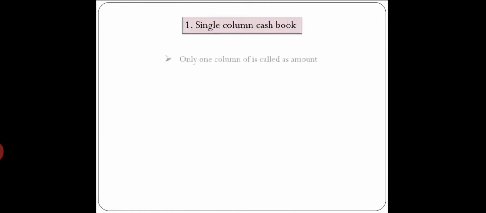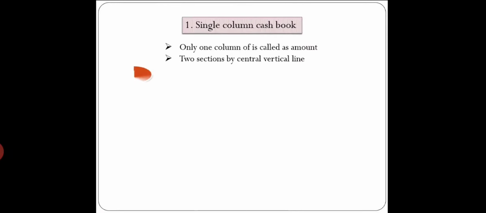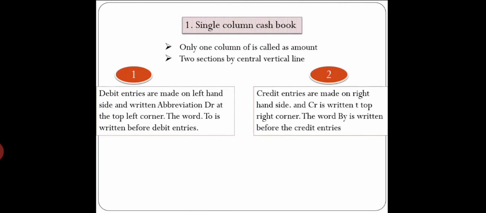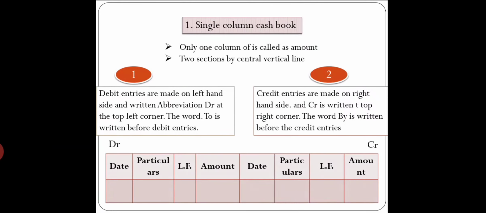A single columnar cash book contains only one column, which is the amount column. The cash account is divided into two vertical sections by a central vertical line. First, debit entries are made on the left hand side and the abbreviation DR is written at the top left corner. The word "To" is written before the debit entry. Second, credit entries are made on the right hand side and CR is written at the top right corner. The word "By" is written before the credit entry. Here is the format of the single columnar cash book.